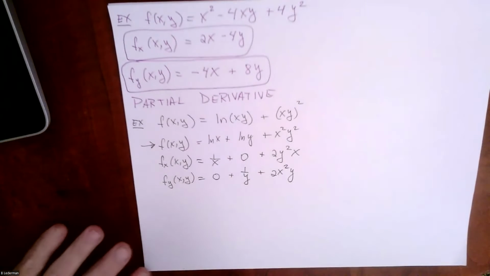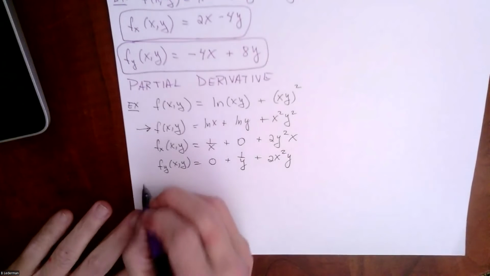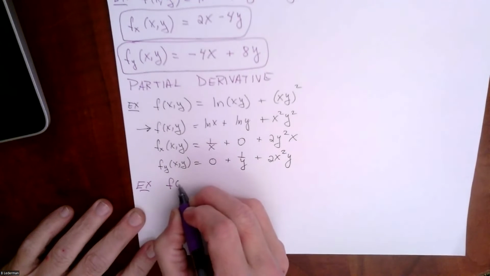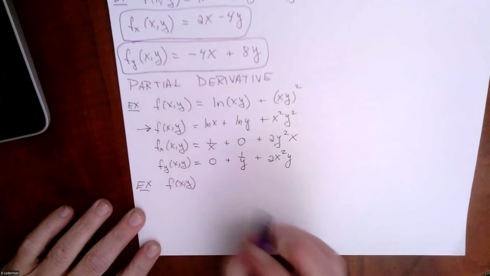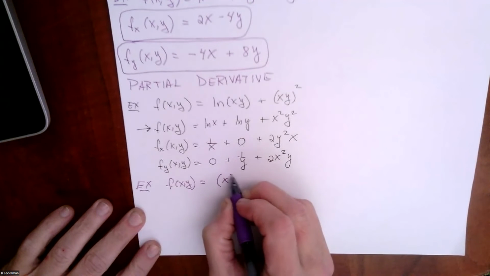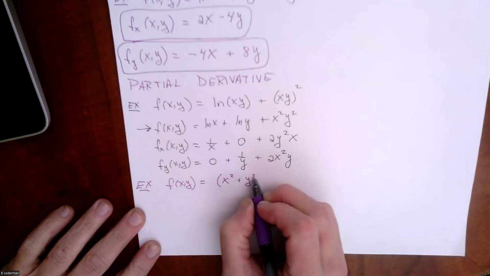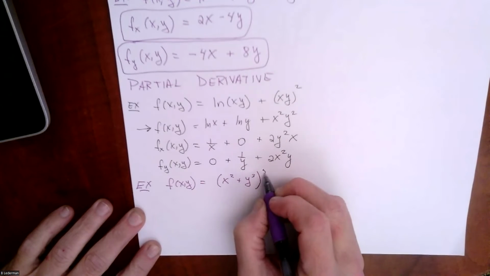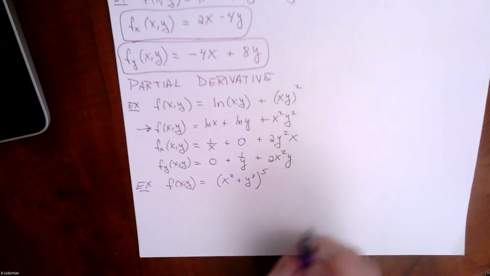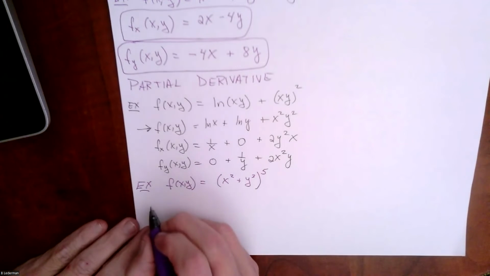I want to do another example here. And here we go. So f of x comma y is equal to x squared plus y cubed raised to the 5th power. Okay, now let's start with f sub x.